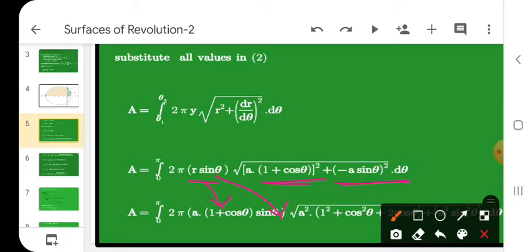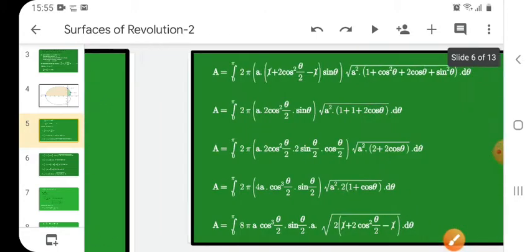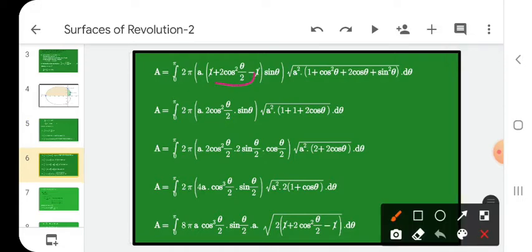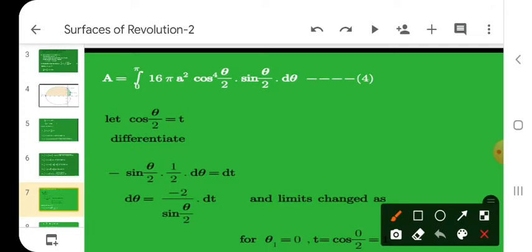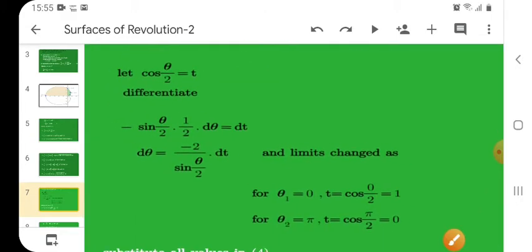Here we squared and add all terms, and we write cos theta formula in terms of cos square theta by 2. Here 1 also cancelled. Here also we used same formula. After simplifying all this equation, what we get here? Cos power 4 theta by 2, sin theta by 2. For solving this, let cos theta by 2 equals to t.